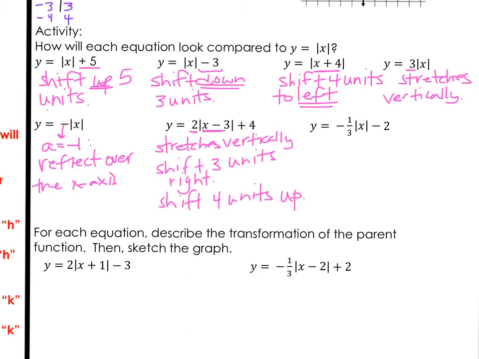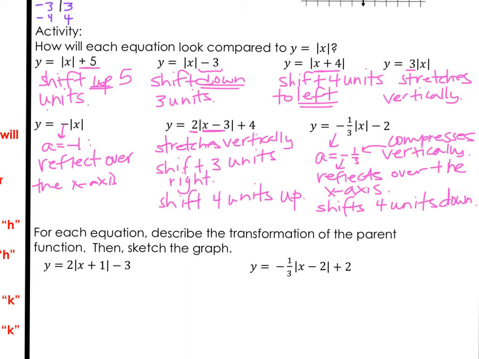I'd like you to pause the video and see if you can describe the transformations for that very last equation. Once you think you have it, press play and we'll see if we have a match. Here's what I came up with. With the a value being negative and the fraction between 0 and 1, two things are happening because of it. The negative part means it's going to reflect over the x-axis, but the 1/3, the numerical part, since that's between 0 and 1, the graph will compress vertically.